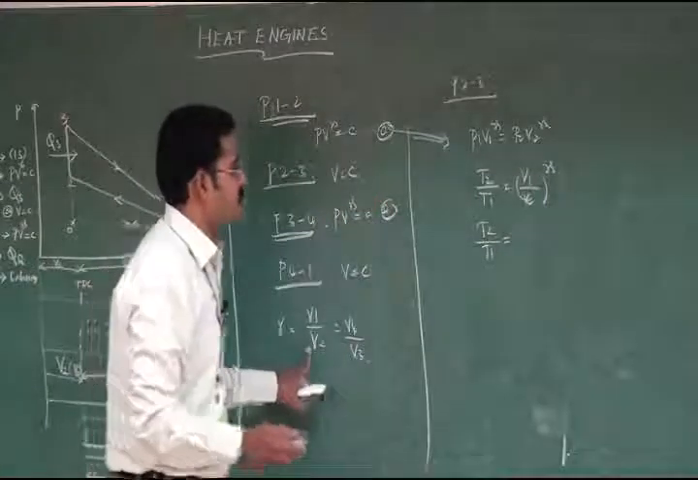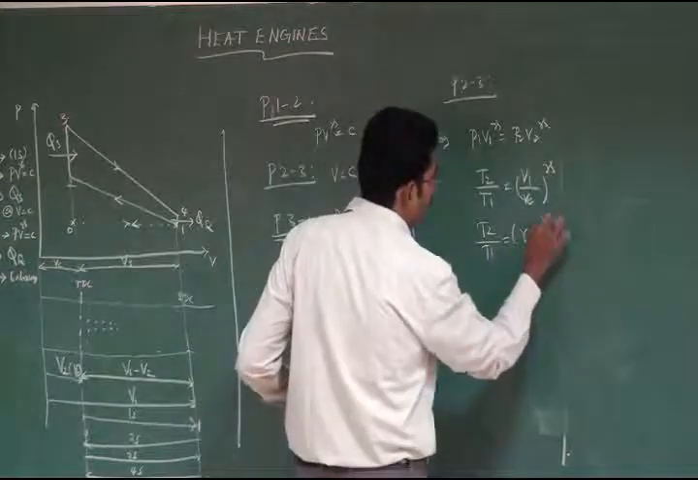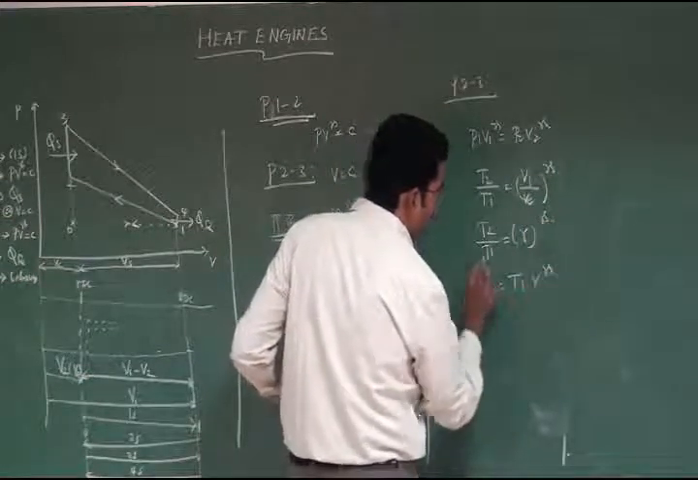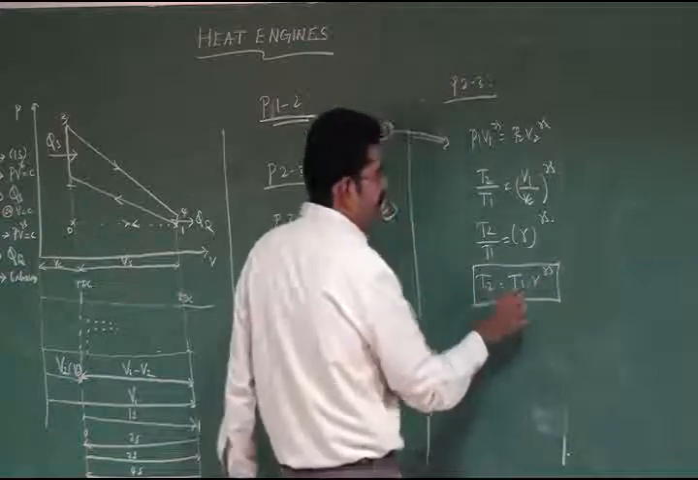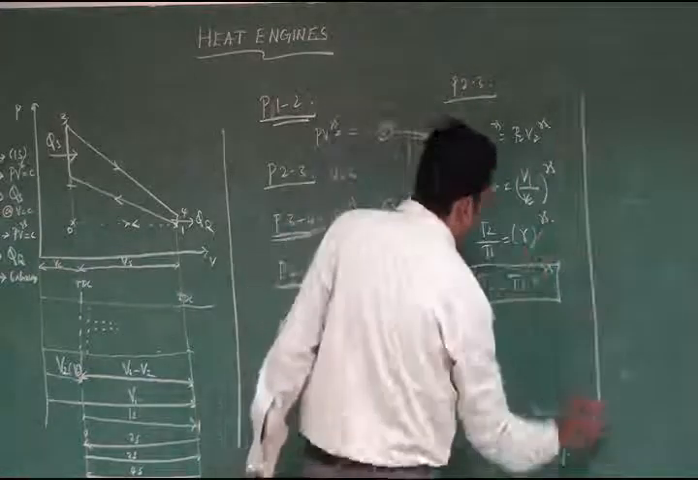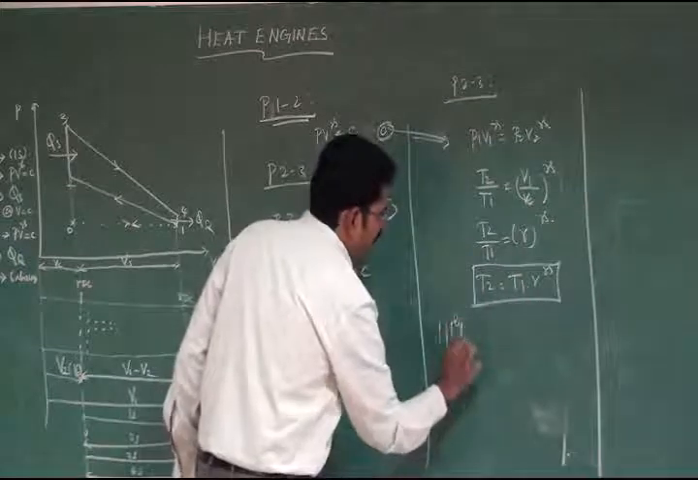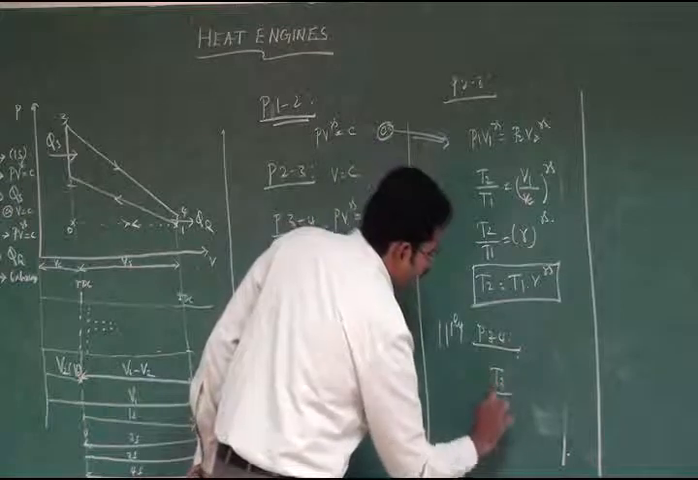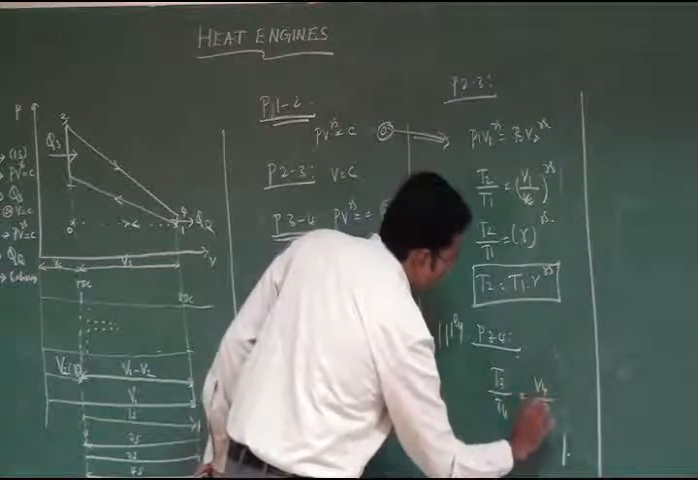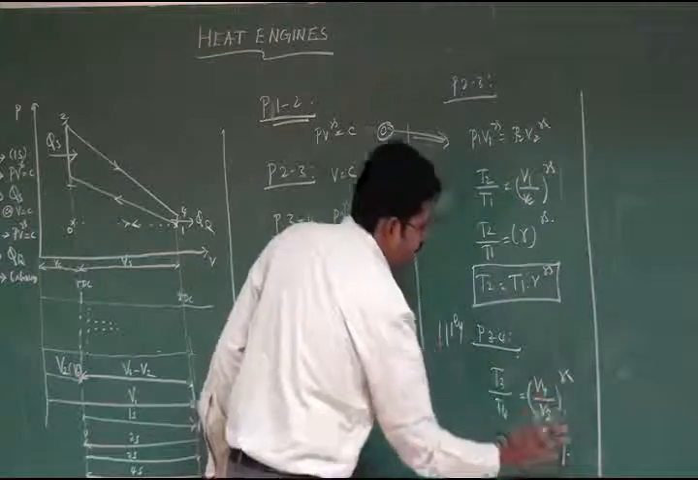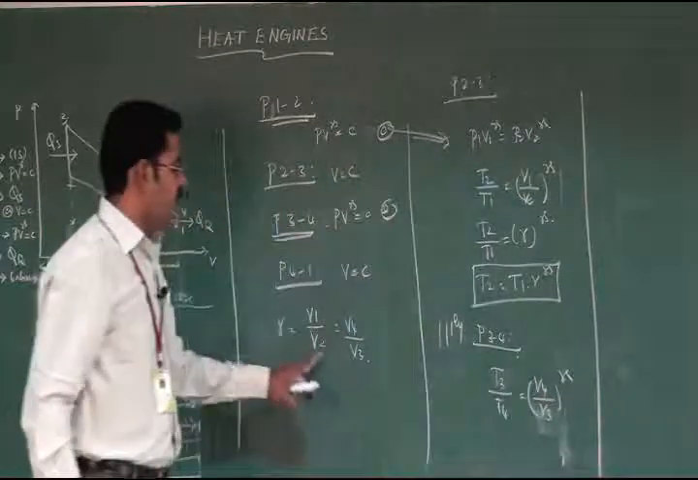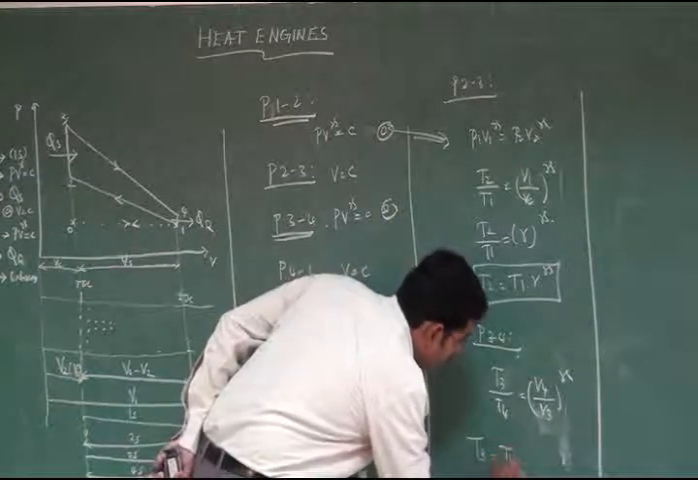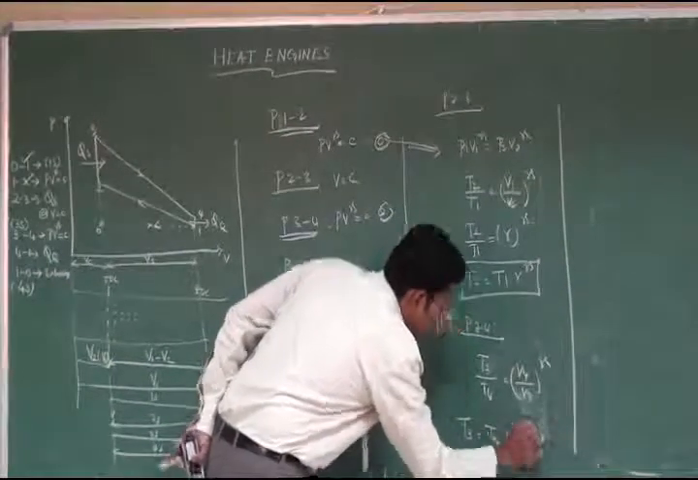Here T2 by T1 is equal to V1 by V2, which we know is the compression ratio, so it can be written as R to the power of gamma minus 1. Then T2 can be written as T1 into R to the power of gamma minus 1. This is one relation, where we obtain T2 in terms of R, the compression ratio. Similarly, for process 3 to 4 we can write T3 by T4 is equal to V4 by V3 to the power of gamma minus 1. V4 by V3 is the compression ratio, so T3 can be written as T4 into R to the power of gamma minus 1.